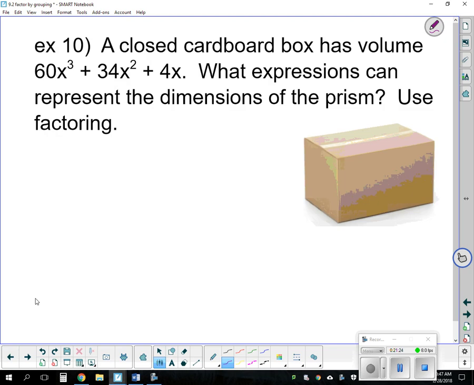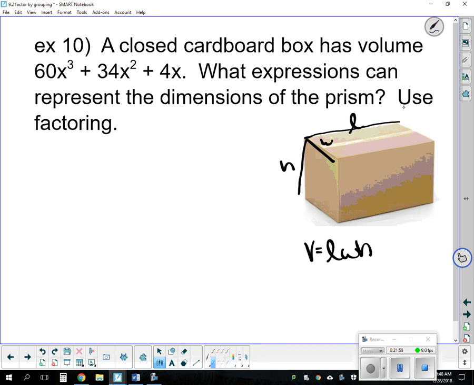Oops, there it is. A closed cardboard box has a volume of 60x to the third plus 34x squared plus 4x. What expressions can represent the dimensions of the prism? Well, a cardboard box is a prism, right? So we want to know the dimensions of this, which means we want to know the length, the width, and the height. So we're trying to find three things: a length, a width, and then a height, that all three of those multiplied together are going to give you this. Well, all that is just factoring this out.